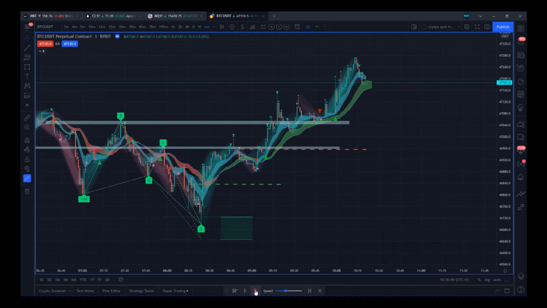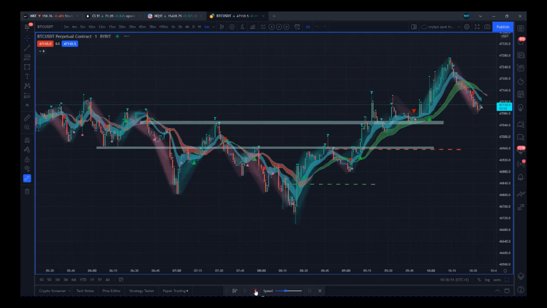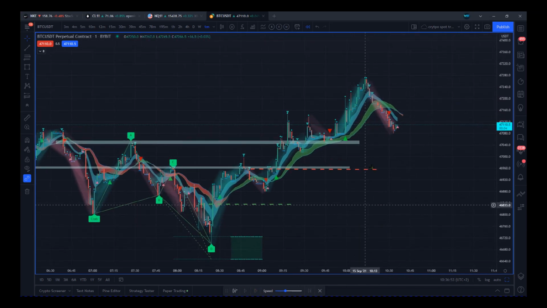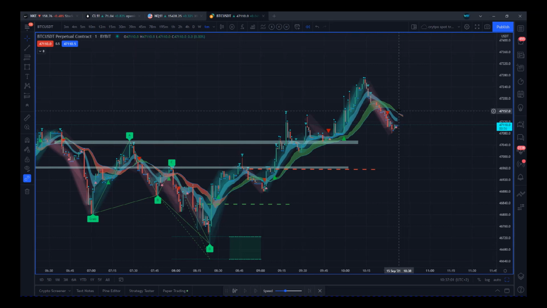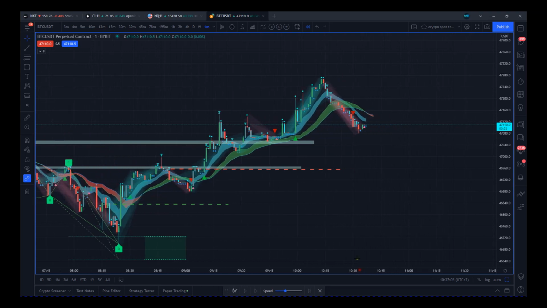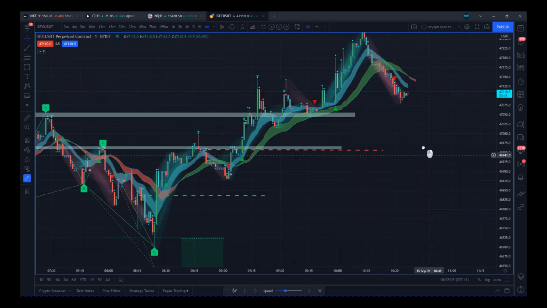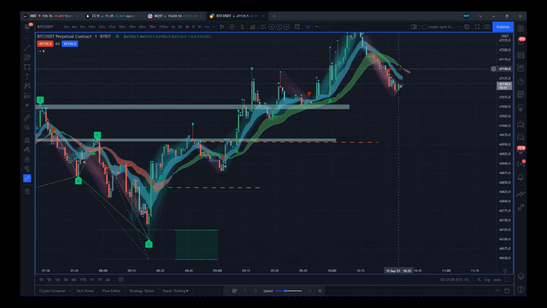Now we're going hell for leather. We're coming back, and this is where we are right now. Okay, we're live with this. So the manager's just turned red. We should be getting out of this trade right now. Okay, you see how the manager cloud has just turned red. We'd be getting out of this scalp.